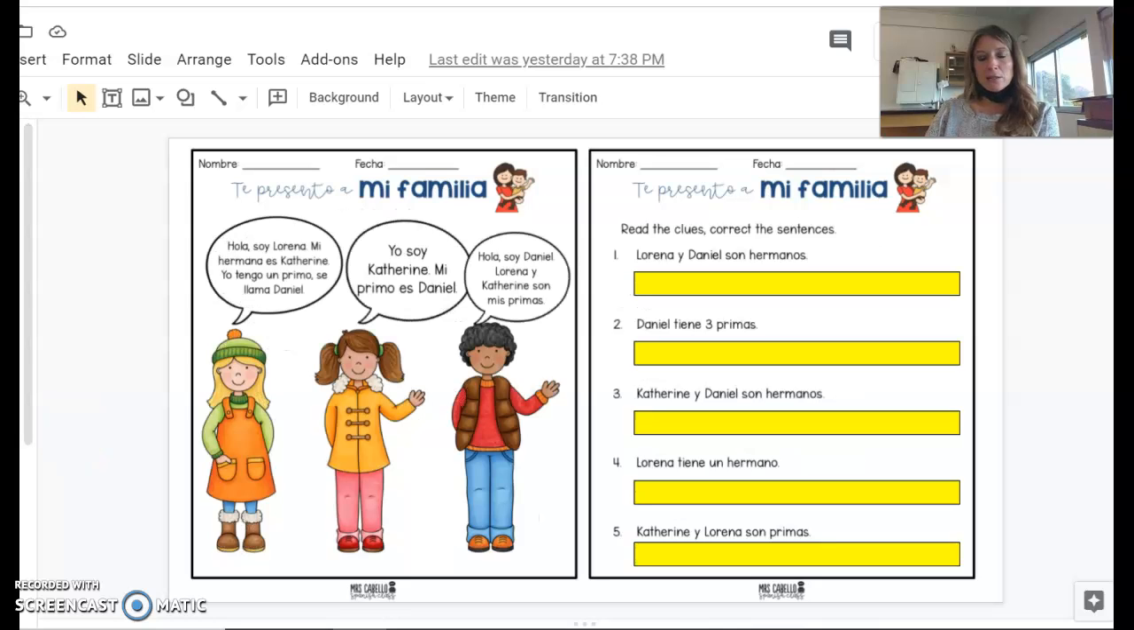Then you have a few slides to complete. On this first slide, you're going to take a look at the little conversation that's happening. Hola, soy Lorena. Mi hermana es Catherine, etc. And then you're going to make corrections to these sentences. So you're going to see here it says Lorena y Daniel son hermanos. You need to find out what hermanos are. Those are siblings. And are they in fact siblings? They're not. So you'll need to rewrite it in a way that does make sense. Okay? So you're making corrections to these, rewriting them in Spanish with the correct word replacing the incorrect word.